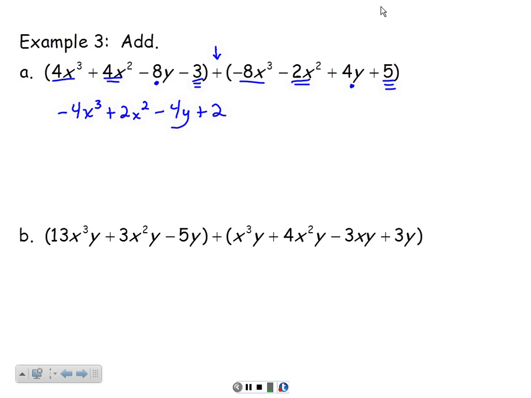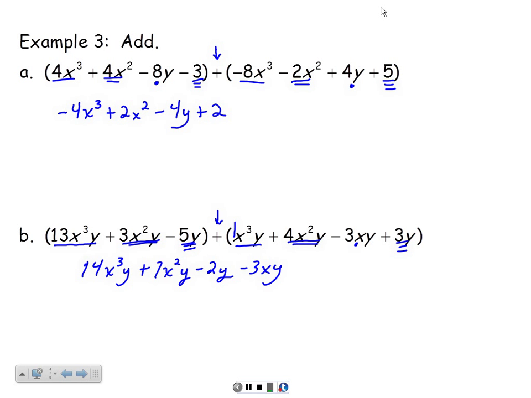Okay, for letter B, I have multiple variables again. So we have 13x to the third y, and we're adding 1x to the third y. Remember, there's a 1 here. And so we're going to have 14x to the third y. I have a 3x squared y and a 4x squared y, which is going to be 7x squared y. And then I have a -5y and a +3y, which is going to give me -2y. And then I have a negative 3xy to just bring down.